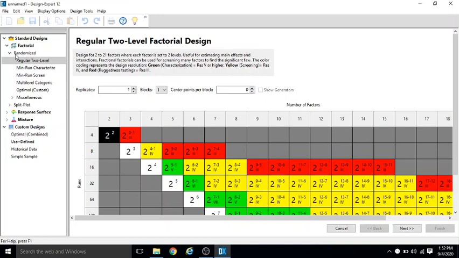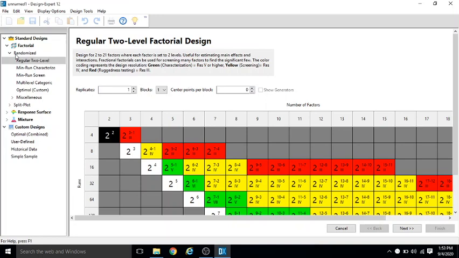Now suppose you want to do screening of a particular factor, then the experimental design which you are supposed to select is Plackett-Burman or fractional factorial design or two-level full factorial design. So these three methods are suitable for screening of various factors.